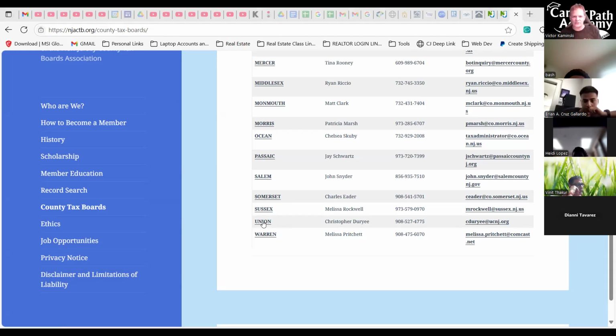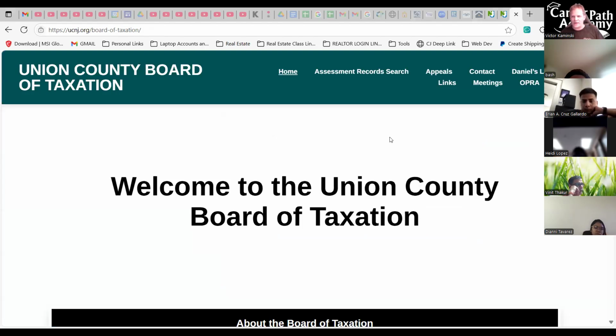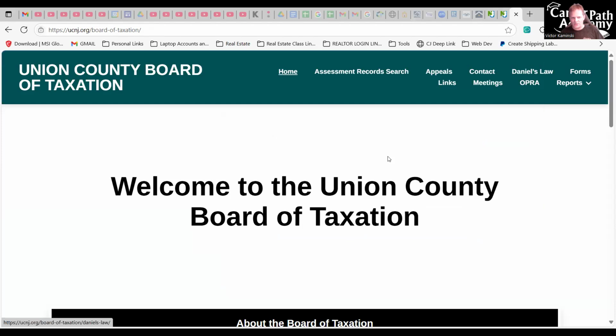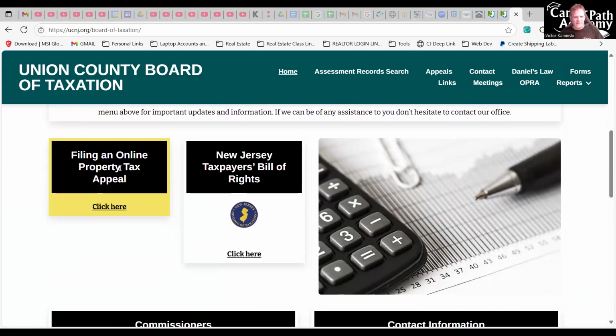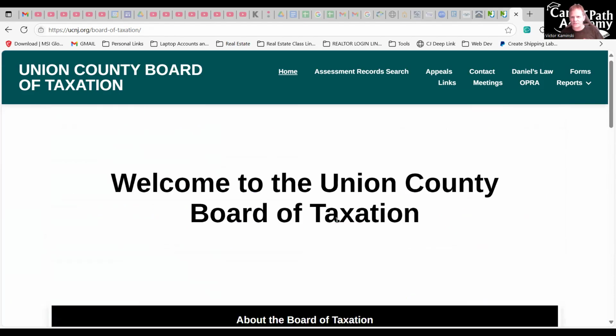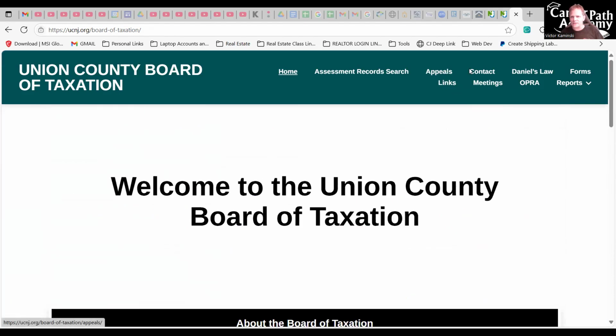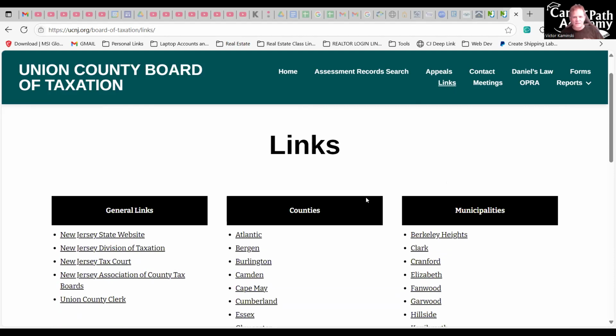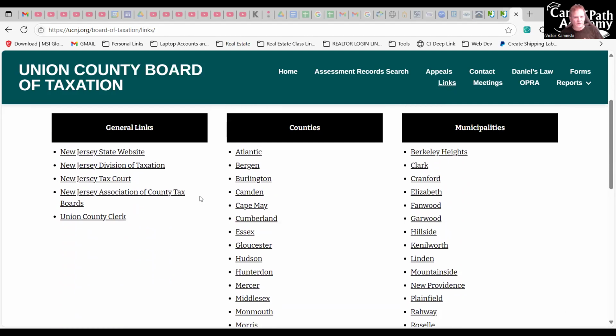Like I live in Union County, so I'd click here as an example. Now you can hunt around, and you can see they have the disclosure here of Daniel's Law. Filing a tax appeal online, Union County has that. New Jersey's Taxpayer Bill of Rights, where is it? Appeals, links, contact, Daniel's Law forms, report meeting. Tax rates and ratios. Oh, good, they make it available there. Equalization facts. Oh, Union County, good, they simplified it, actually. And we see in these links here, where can we do the tax search, the tax records?